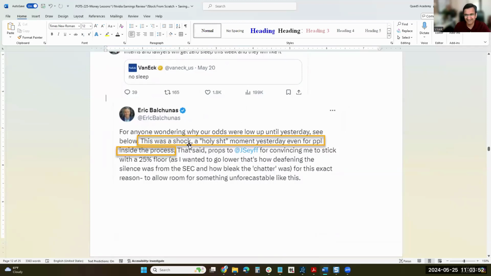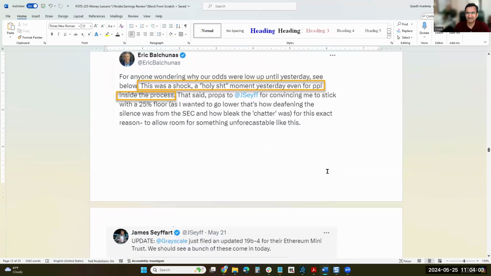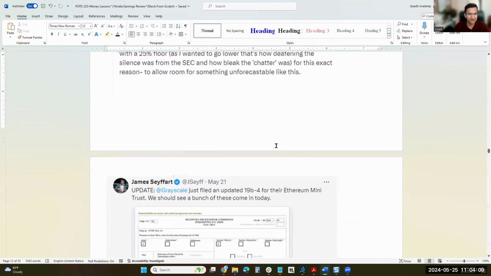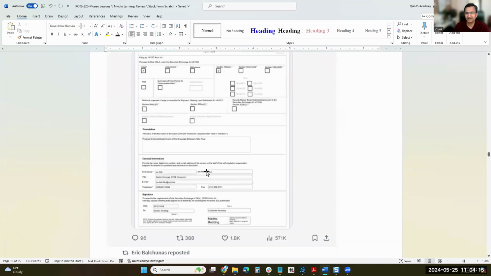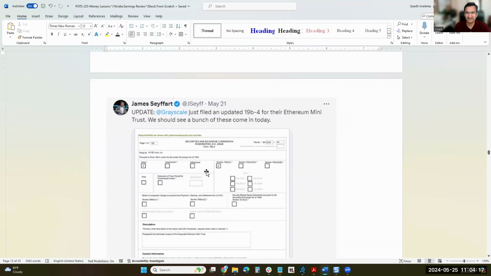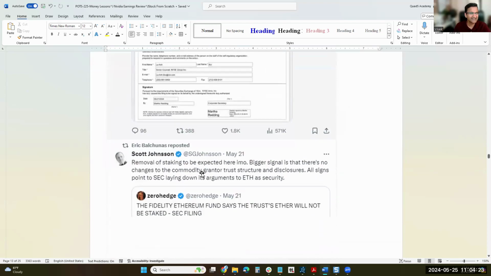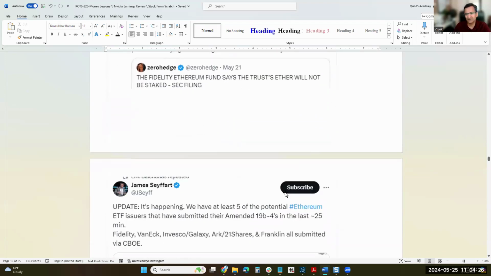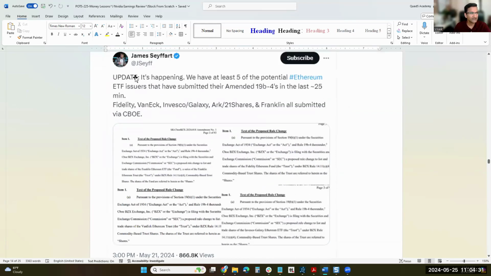Next one, this was a shock. This is the holy shit moment yesterday, even for the people who are inside the process. No one had any idea that the SEC was going to suddenly do a complete change in stance and approve it. No one expected it. May 21st, Grayscale started filing updates because the SEC asked these issuers to change the modification, and all of them were working overtime the whole night to make these changes, removing the staking from there, which was understood. And on May 21st, update, it's happening.